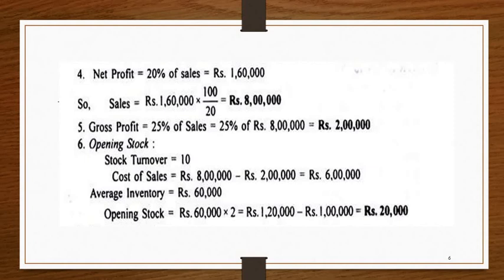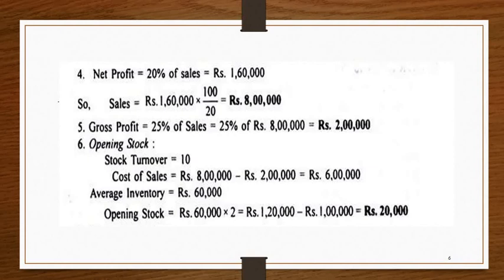So next, fifth one, gross profit. Gross profit is 25% of sales. We calculated the sales, so 25% on sales means 25% on 8 lakh. So 25% on 8 lakh will be 2 lakh. So that 2 lakh is gross profit.